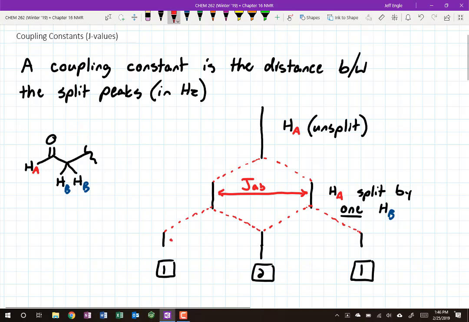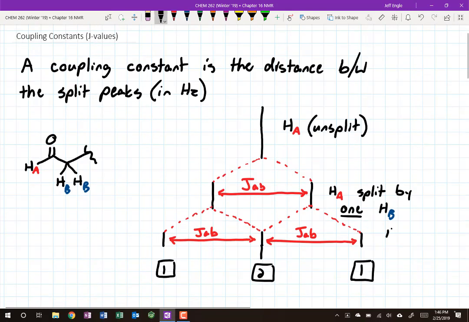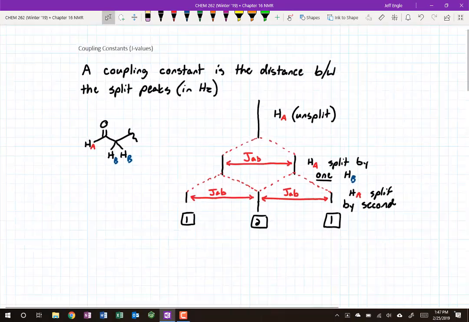And this splitting is going to occur a second time down here. This is going to be JAB. So it's splitting each of those peaks that were split once one more time. So let's make a note of this down here. So this is going to be HA split by second HB. Yeah? So it's split a second time because we have two HBs? Exactly. So it's split twice because we have two HBs.